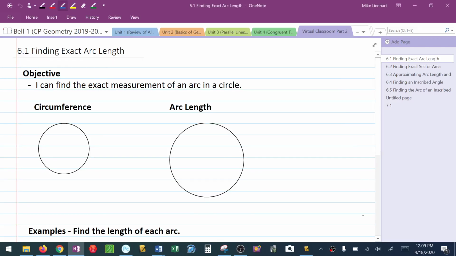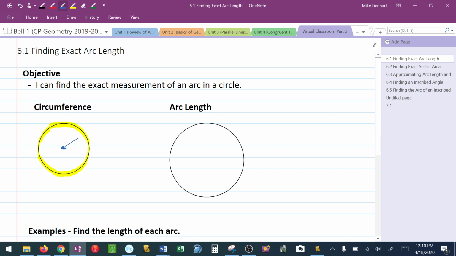This video is about finding exact arc length. Now, we've already learned that we have this thing called the circumference of a circle. And remember, the circumference of a circle is measuring around the rim of the circle. That's called the circumference.